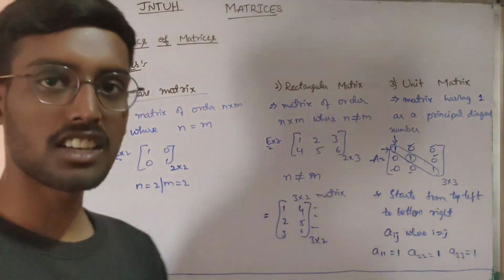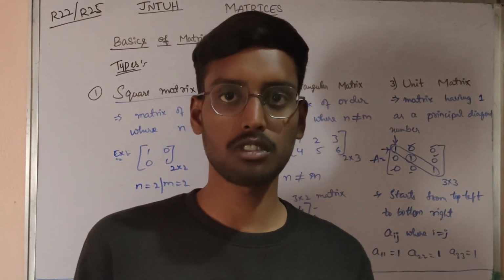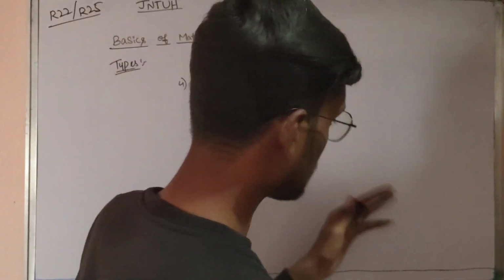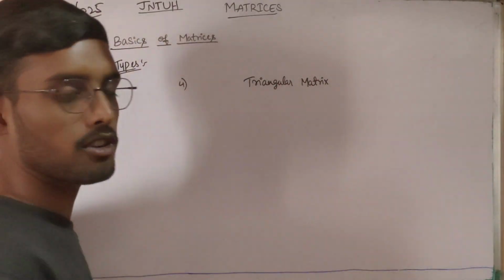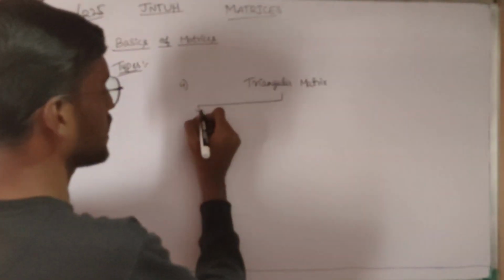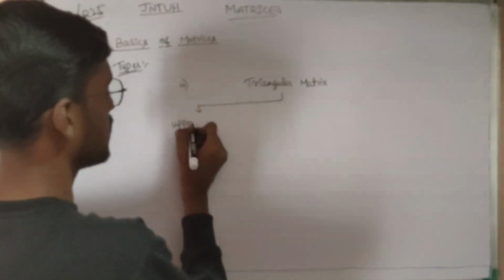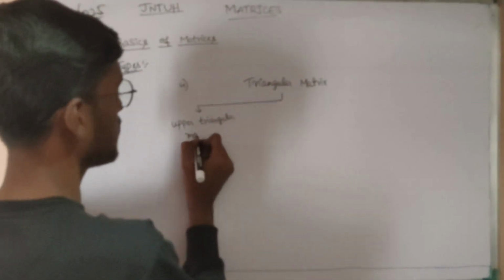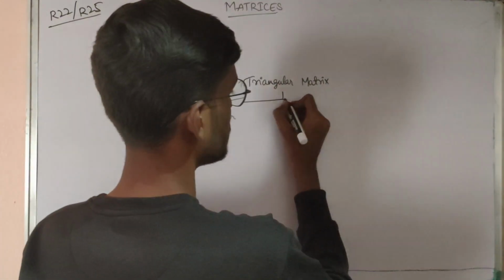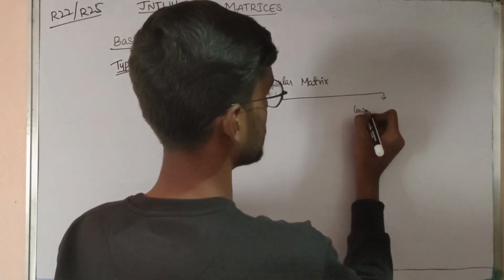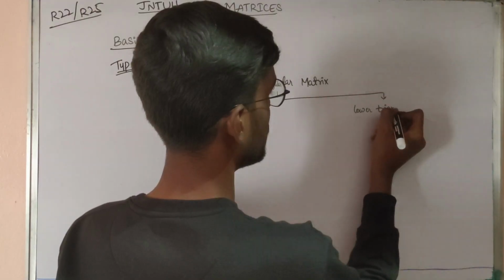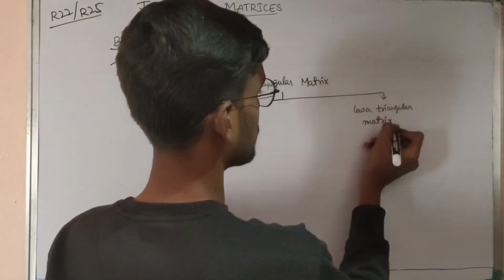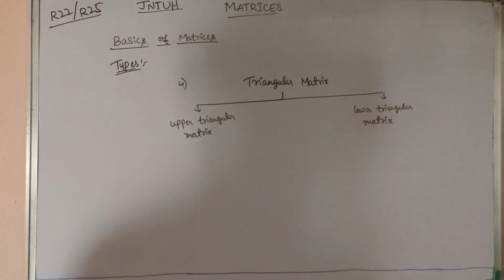Coming to the next type of matrices, the fourth one is the triangular matrix. There are two types: the upper triangular matrix and the lower triangular matrix. The first one is the upper triangular matrix, and the second one is the lower triangular matrix.